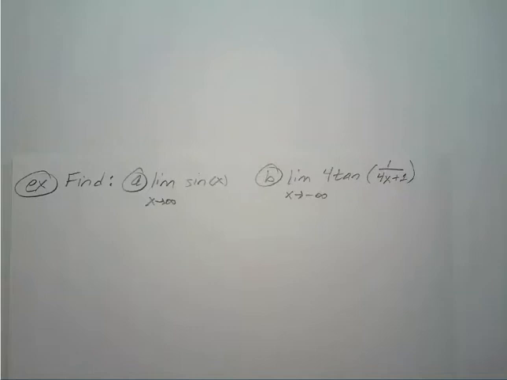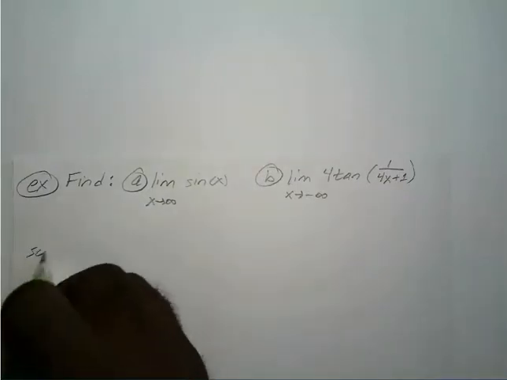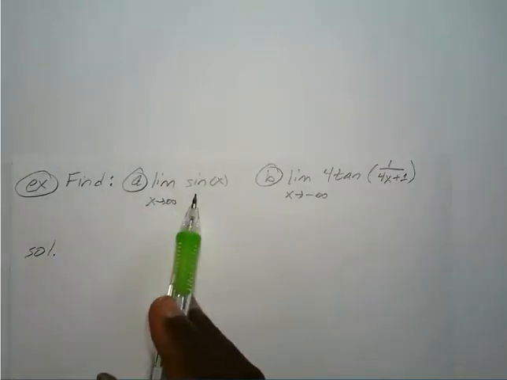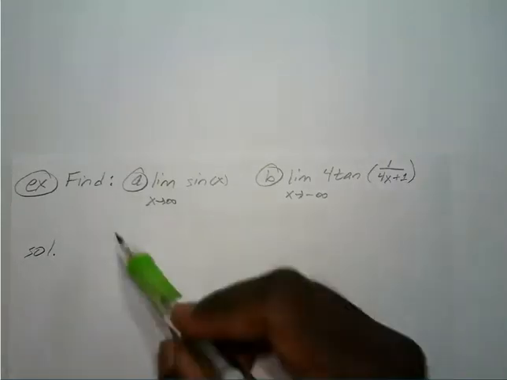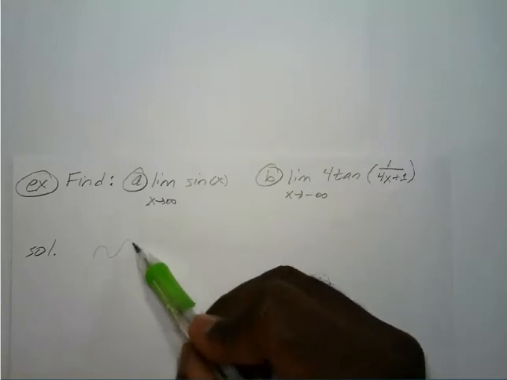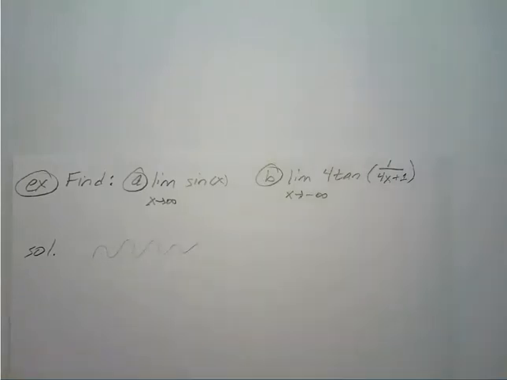Alright, now, one thing you need to know about sine and cosine is that they oscillate between -1 and 1. They basically both have just that kind of shape. So there is no limit. You have a function that just oscillates between two numbers, bounces back and forth. It doesn't approach any one value. It bounces all over the place.